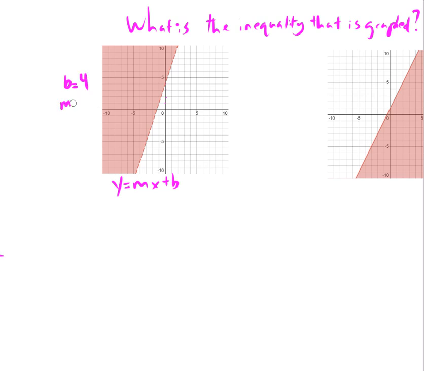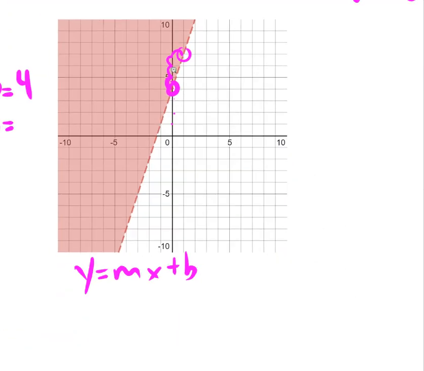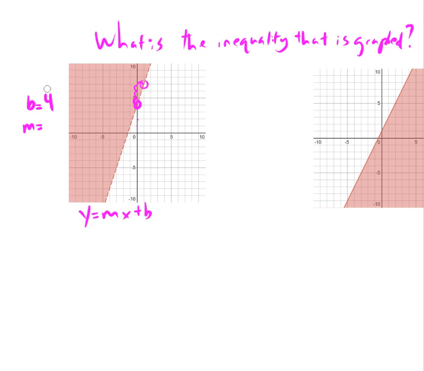And for my m value, I need to find two pretty points. Well, that looks like a pretty point to me. And let's see, another pretty point. That looks like a pretty point there as well. So I'm going to zoom in here so we can do the counting. 1, 2, 3, up 3 and over 1. So up 3 and to the right 1 gives me the slope. In other words, the slope is 3 over 1, right? Now that I know those are my two pieces, I'm going to make them the equation. y is equal to 3 over 1 x plus 4.